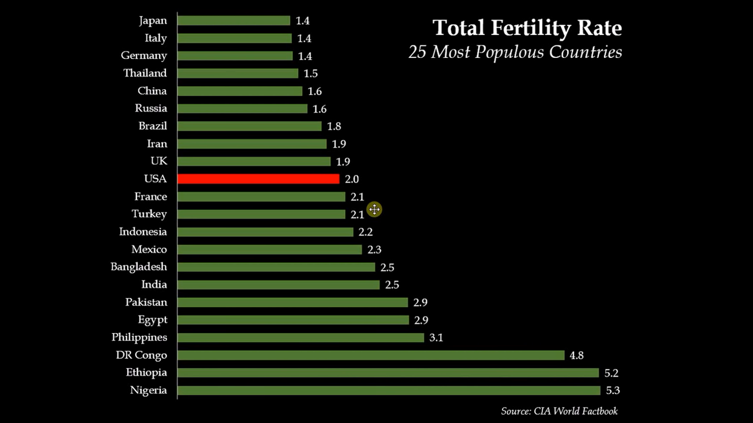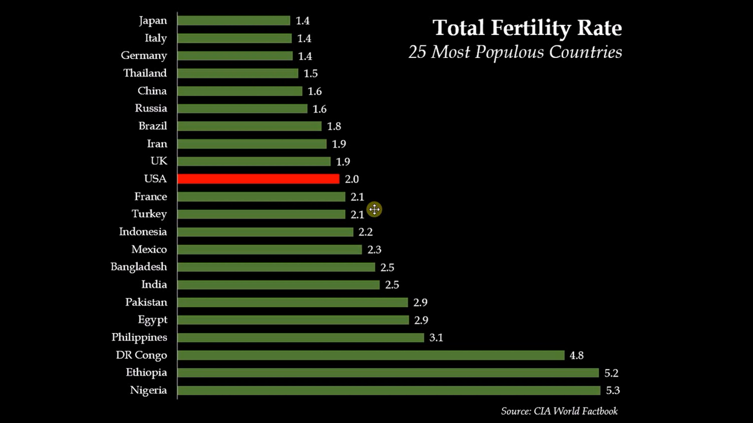To compare this to other countries, this is from the CIA World Factbook. You can see the wide range from very low fertility countries like Japan, Italy, and Germany, down around 1.4 births per woman, all the way up to the high fertility countries like Nigeria and Ethiopia, up over 5 births per woman. The U.S., by this measure, is at 2.0, a little bit higher than the CDC estimate, but that difference is not important. This is just for the scale.